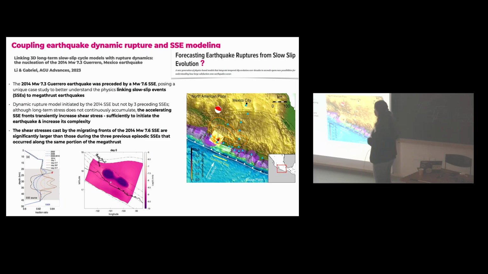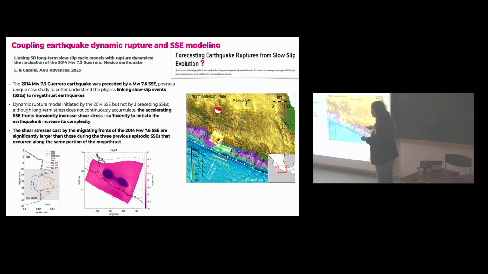I included this slide just from listening to the workshop. These dynamic rupture models can be linked, for example, to slow slip cycle models. This is a recent study we published last year, and the editor wrote this editorial piece, and I put this question mark there because that's actually not what we said, that we can forecast earthquake rupture from slow slip evolution, but it's going in this direction.